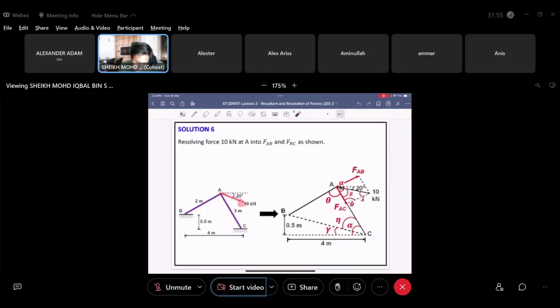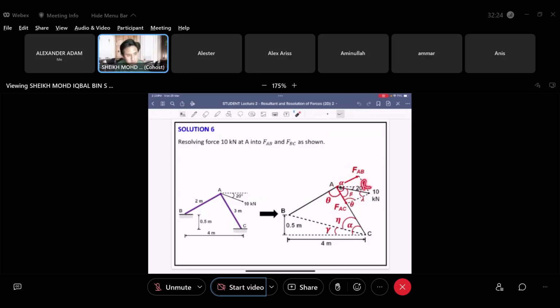So make a parallel box here. Your first force will be here, and then another force will be here. This one is actually this one, right? So you resolve it. This is your resultant force that was given in the question. So this will be your force AC, and this will be your force AB, right? So the question wants you to find these two forces that have been resolved from this resultant force here.